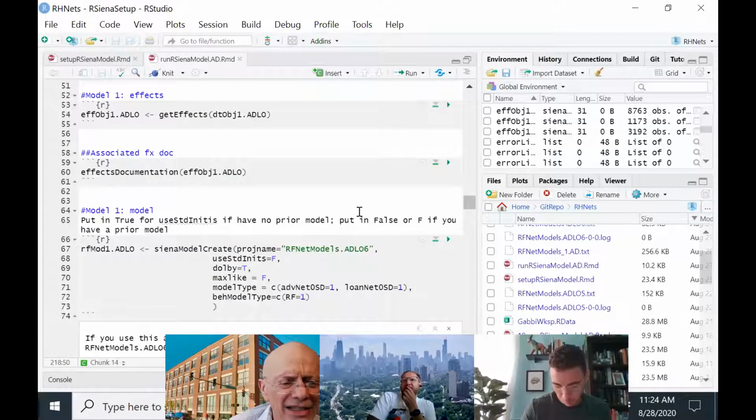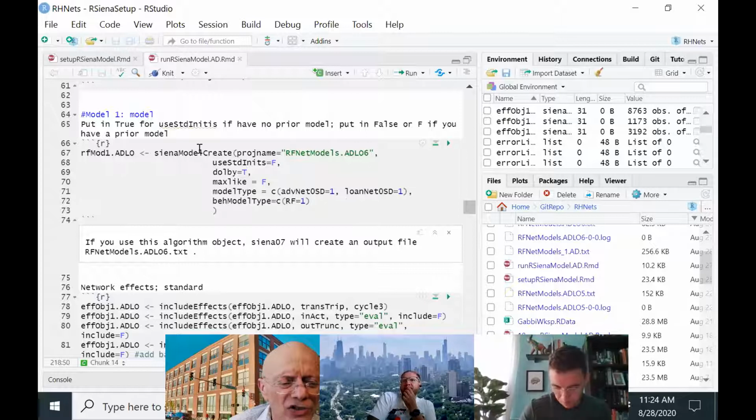So the next thing we're going to do is we're going to actually say we want to put these particular variables into the model. We're going to look at the advice network, the loan network, and we're going to look at this thing that's called RF, which is recovery factor. The recovery factor is kind of, in a sense, about a variety of different measures like self-efficacy, hopefulness, things like that. It sort of measures the person's recovery from substance use.